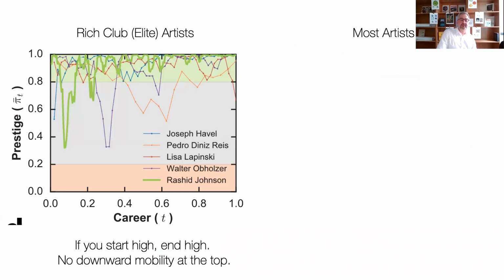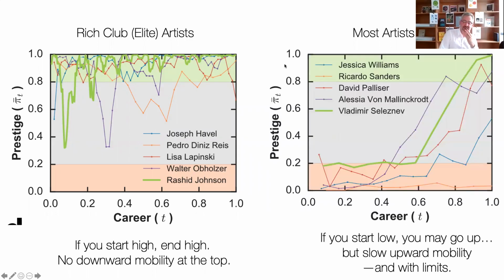We were curious, how does a career of an artist actually evolve? There were a couple of interesting, some of them disappointing, discoveries. One of them is that if you start high, you end high. Those artists whose first exhibits are at very high prestige institutions, between prestige 0.8 and 1, more or less stay there. It's very hard to fall down once you start high.